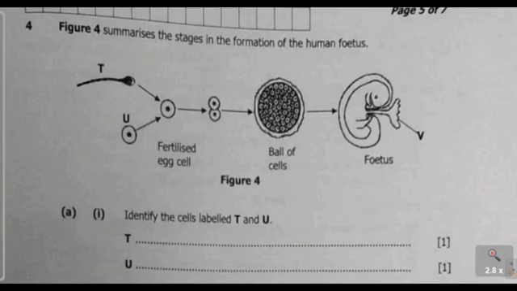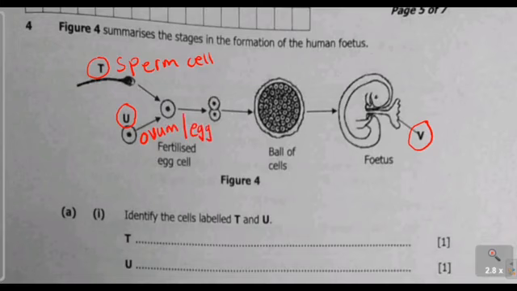So we have cell T, we also have cell U, then we have the fertilized egg cell, we also have the ball of cells, and we also have the fetus and the structure labeled V. So our question A1, identify the cells labeled T and U. The name of the cell labeled T is called the sperm cell. So cell T is the sperm cell, and the name of the cell labeled U is called the ovum or the egg cell.